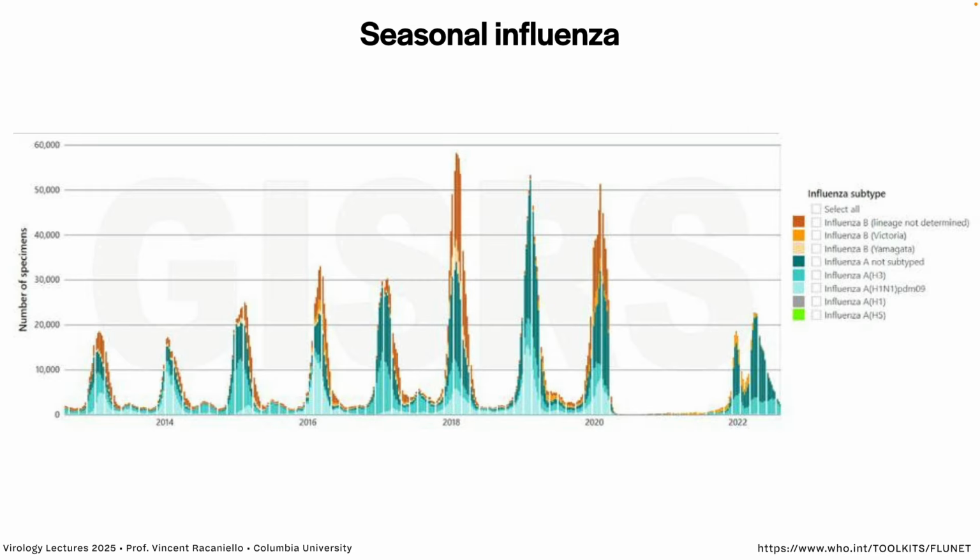Now, influenza is a seasonal disease. This is a chart of seasonal influenza from 2013 to 2022. And these are the winter months. It's not shown here, but it's peaking in the US in the winter months. And the different colors are the different A and B influenza viruses. So every winter you get a peak, and the peaks are different in intensity. This is the number of specimens that are testing positive on the y-axis.